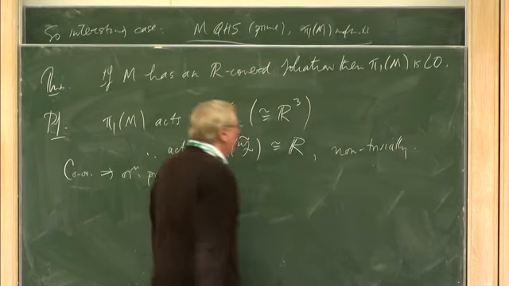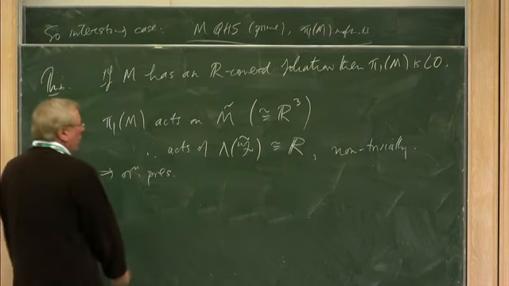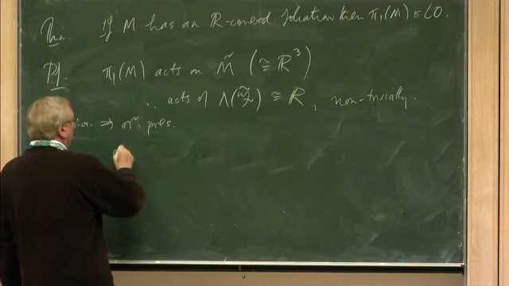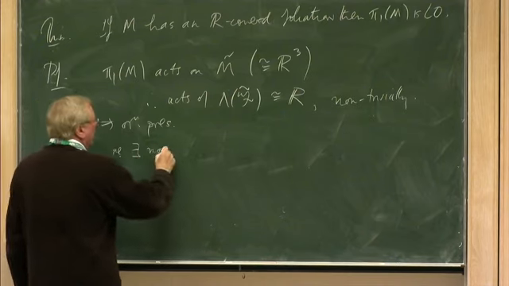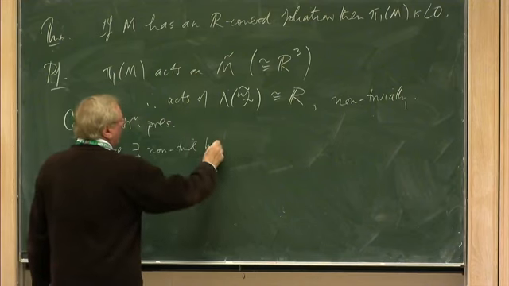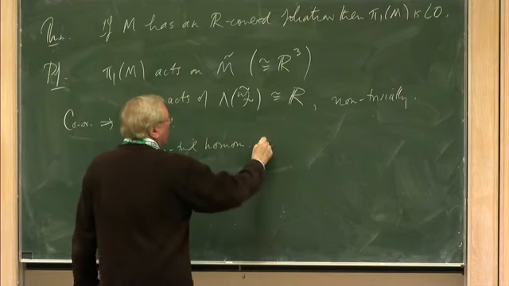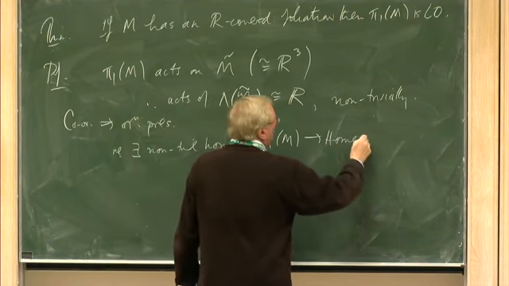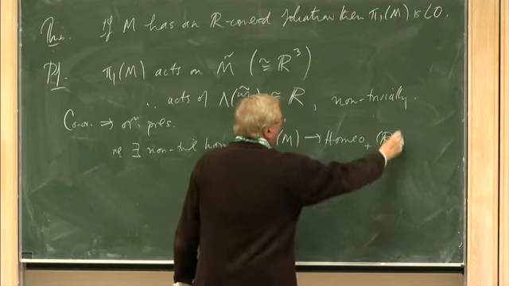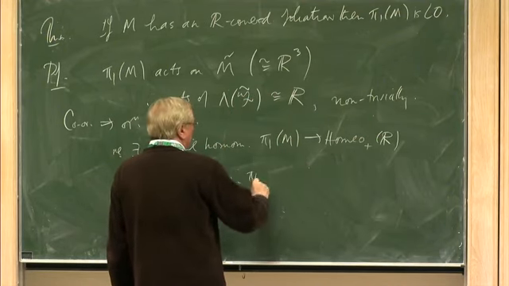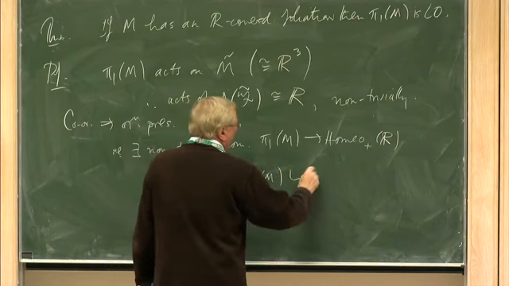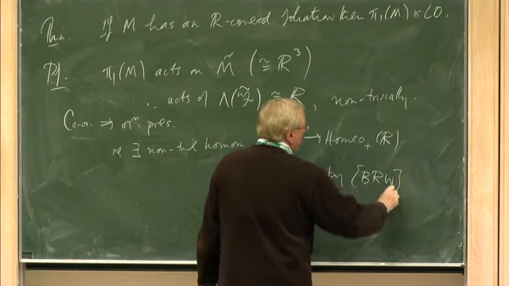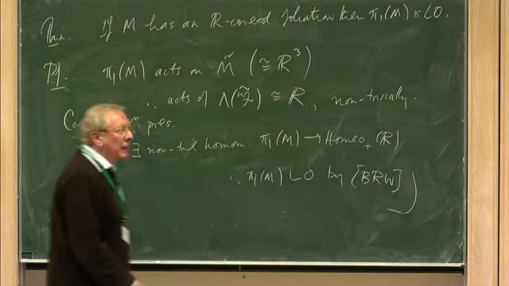And so there we are. There exists a non-trivial homomorphism from pi 1 of M to Homeo plus of R. And so therefore, by the Boyer-Rolfsen-Wiest theorem, we have this non-trivial left orderability, as a corollary.